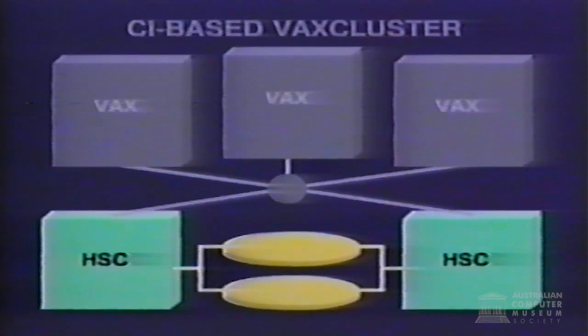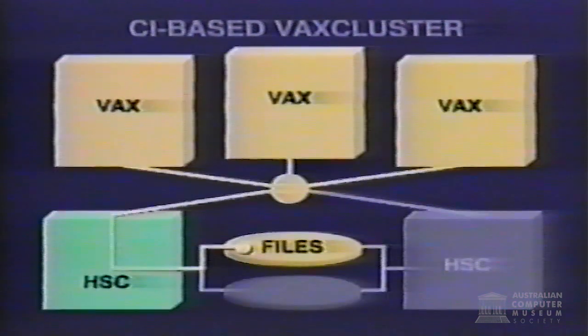Each HSC controls and monitors operations in several disk storage units or tape drives. The disks can be dual-ported to a pair of HSCs, as they are here. File sharing is one of the attributes of a VAX cluster. Files that reside on the disks can be accessed through either HSC and shared by all computers in the cluster.